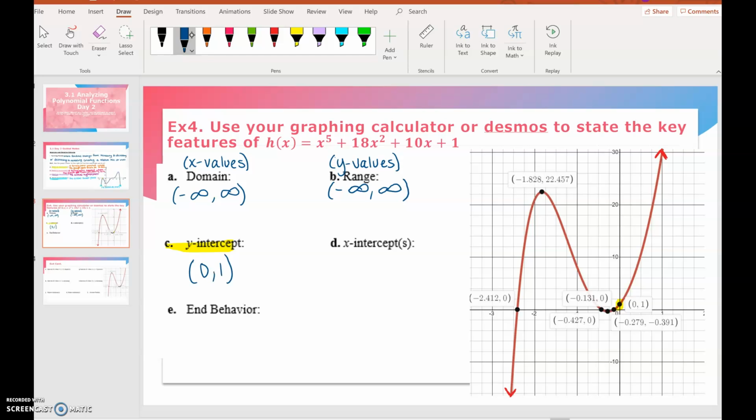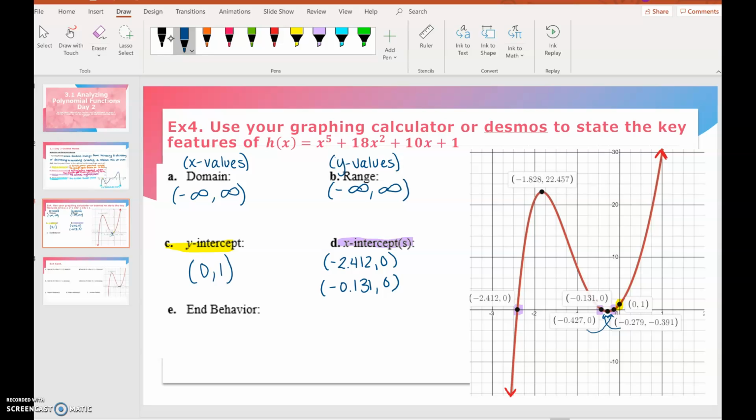And then our x-intercepts would be on the x-axis. So we have this one here, and then anywhere else right here, and right here. So this one has 3. So let's write that down. So we got the values of negative 2.4120. Then we have this one here, which is labeled as negative 0.1310. And then we had this last one here, which is kind of weird because this one right here is labeled here, and then this one is this point.